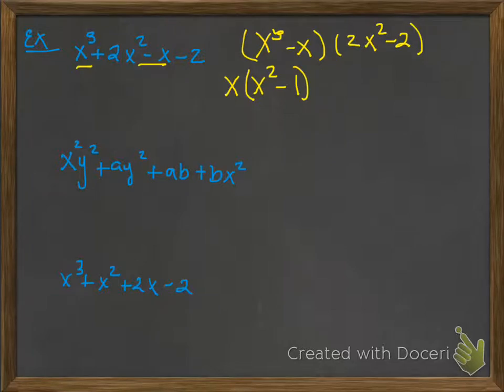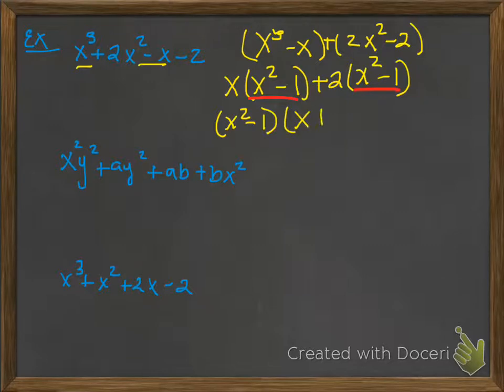Oh, and this should have been a plus here. Oops. Plus, and I'm going to factor out a 2. And I'm left with x squared minus 1. So again, I have the same x squared minus 1, so I get x squared minus 1 times x plus 2. And I use the outsides as my second set of parentheses.